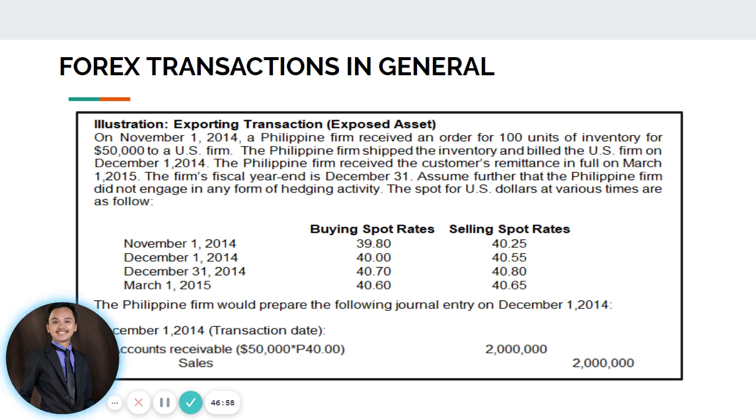Alright? Okay. So this time, let's have the same transaction. We have 100 units of inventory for 50,000 sold by the exporter to a US firm, and it is to be paid for 50,000 US dollar. The transaction date is on December 1, 2014. So our journal entry on that date would be debit AR, credit sales, since we are the one who sells. Debit AR, credit sales for how much? Of course, you use the buying spot rate on the transaction date, not on November 1, but on December 1. So that is 50,000 times 40 pesos. So you have an initial AR of 2 million.